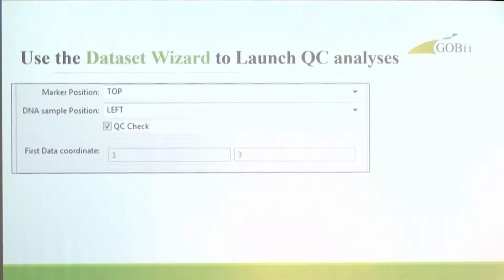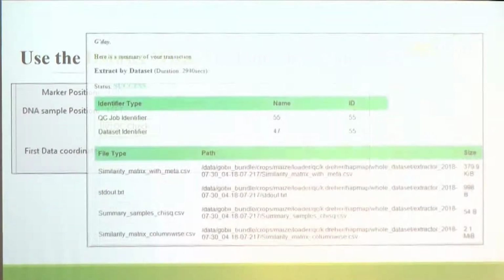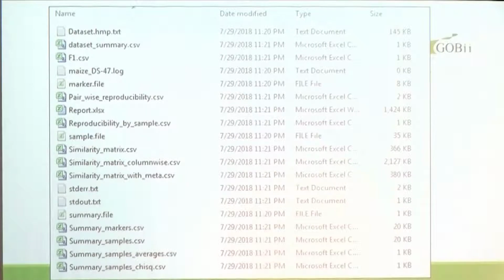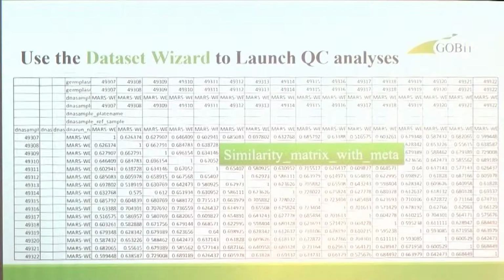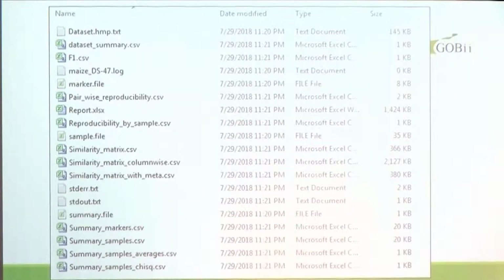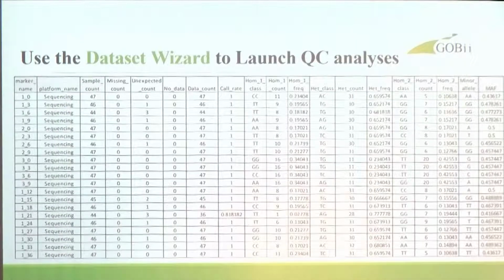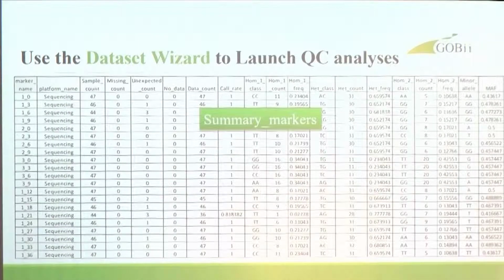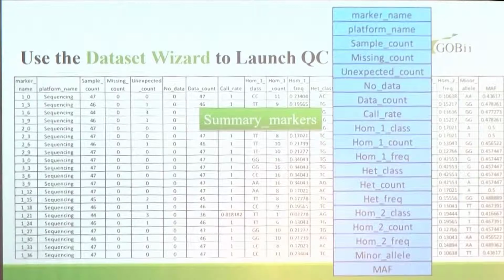While loading your data set, you have the option of checking QC analysis, which will also send a success email. Once QC is completed, the QC folder will contain a number of files, one of which is a similarity matrix with metadata, an example of one. You can review this file with experts and modify and load a clean data set if necessary. Another example file from QC is the summary markers file. Here's a sample of the summary markers file with a list of the various columns in this file.